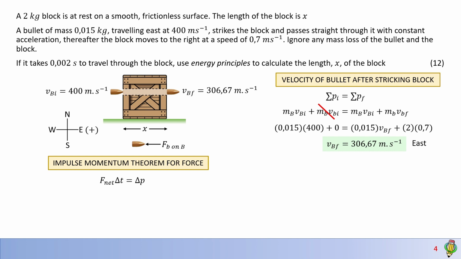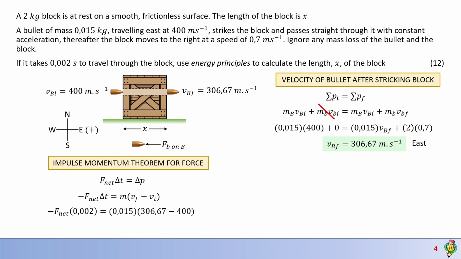So that is our F net, which is a negative value because it's going in the negative direction. Now we expand the momentum equation, which says the mass multiplied by the final velocity minus the initial velocity. Let's substitute our values. F net is what we're looking for. It takes the bullet 0.002 seconds to go through the block. So that is our change in time or the contact time.